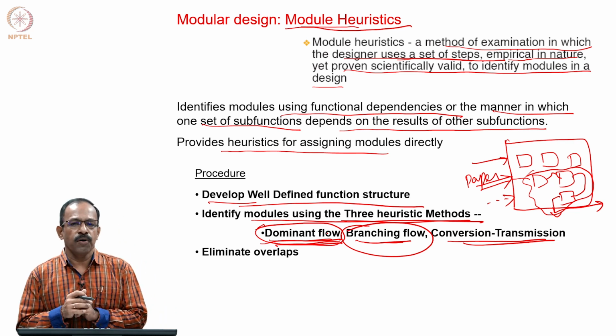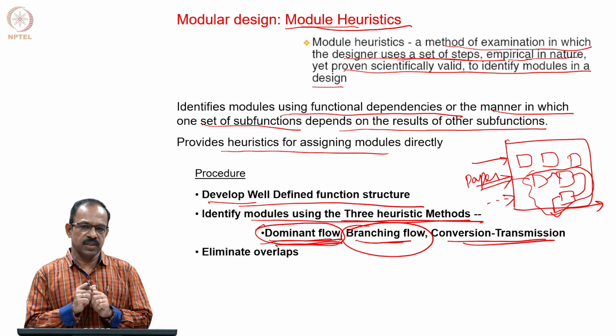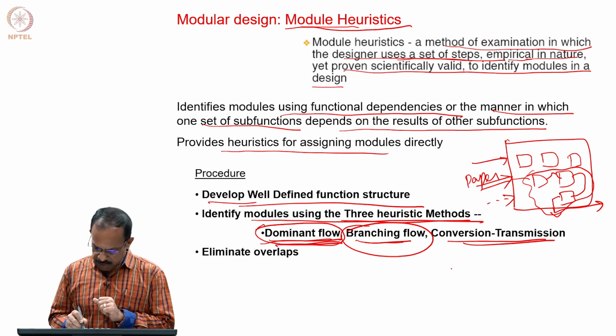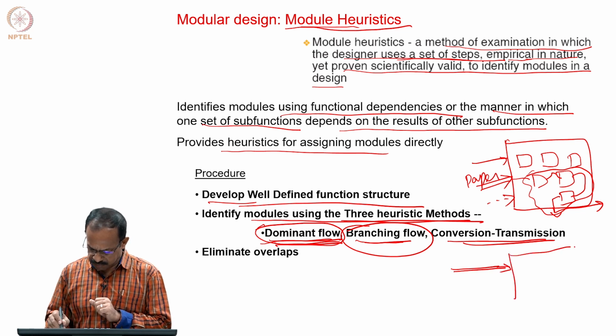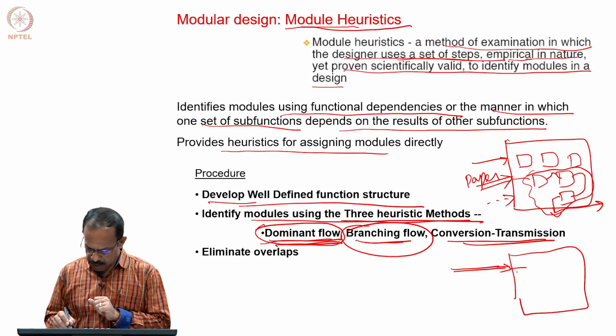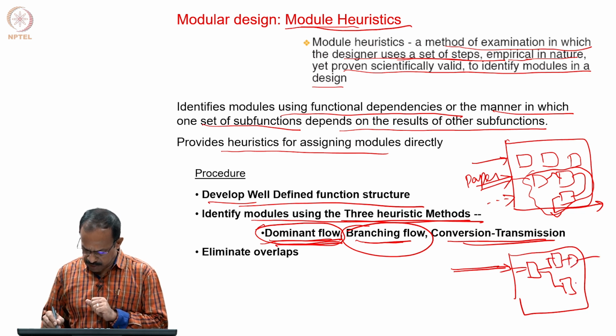The next one is known as the branching flow. So, branching flow basically talks about the same kind of flow analysis. We look at one flow coming into the product. Suppose this is a material coming into the product, and then it passes through some functions, and then it divides into two and then goes out.